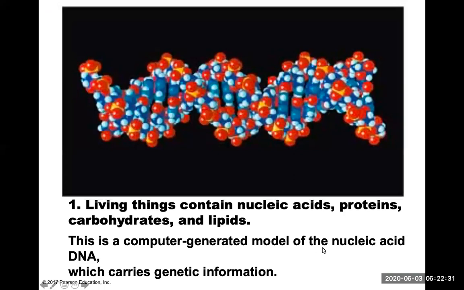This is a computer-generated model of the nucleic acid DNA, which carries all of our genetic information. So the first characteristic of life is that living things contain nucleic acids, proteins, carbohydrates, and lipids, which again are the 4 basic classes of macromolecules.